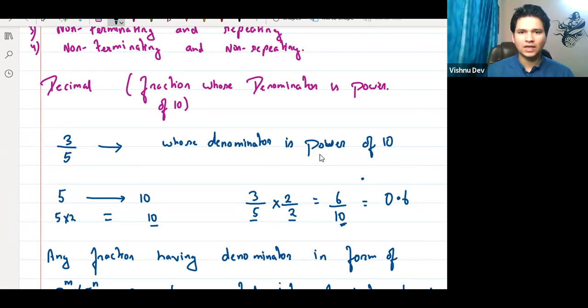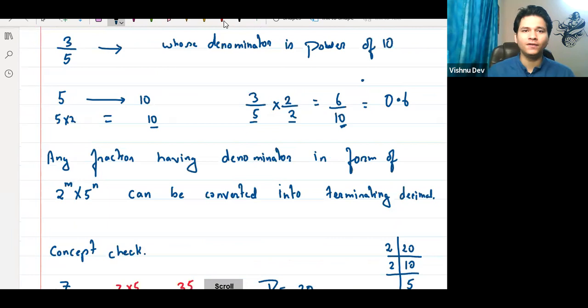Tell me, what is the condition? It should be a power of 10. Yes, very good. Correct. We have to check the denominator. The denominator should be in the form of 2 to the power m into 5 to the power n.